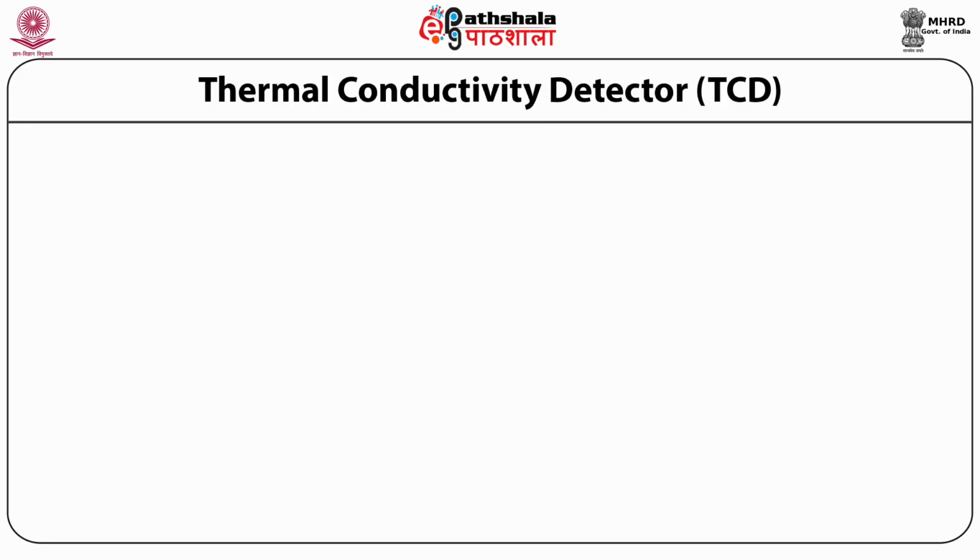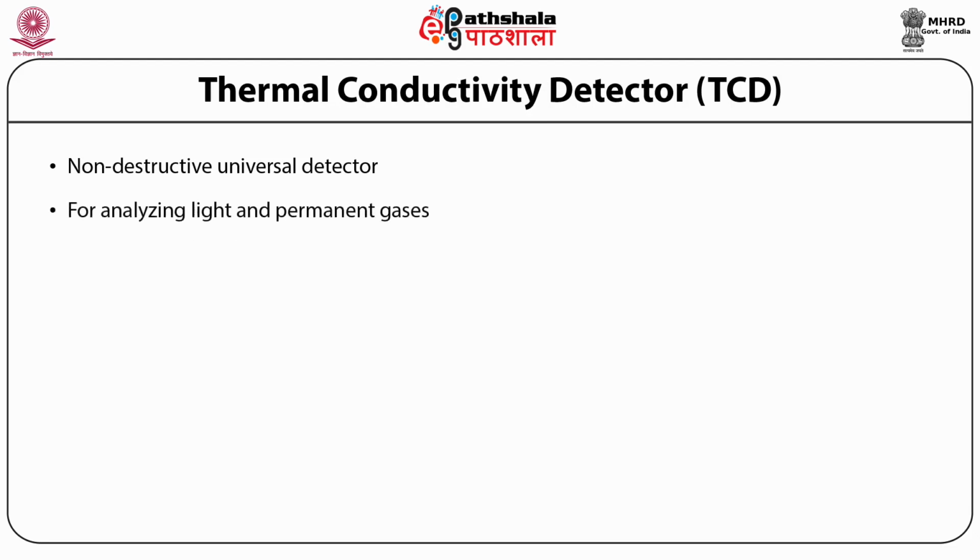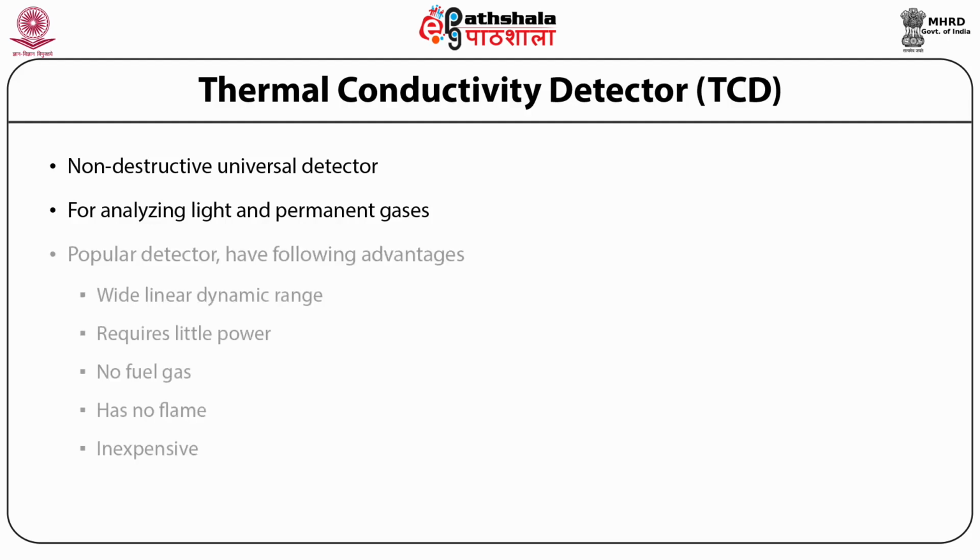analyte. Thermal conductivity detector. It is a non-destructive universal detector which is most commonly used for the analysis of light and permanent gases. Although it is one of the least sensitive gas chromatography detectors, due to advantages like a wide linear dynamic range, requiring little power and no fuel gas, and having no flame and being inexpensive, the thermal conductivity detector is a popular detector and sometimes the only choice for a few applications.